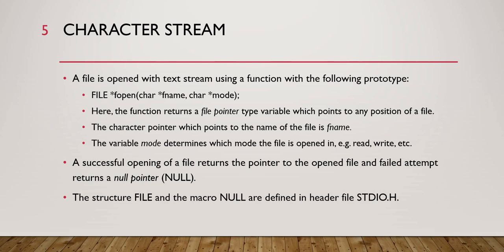If you cannot open that file for any reason, for example if you do not have permission to that file, then it will return a null pointer. In this way you can check whether you are able to open the file or not. And as you are working with disks or actual hardware, you have to worry about whether you are able to open it, because there can be failure at any time. The structure FILE and the macro NULL, the null pointer we were talking about, are defined in the header file stdio.h, the standard input output header file.